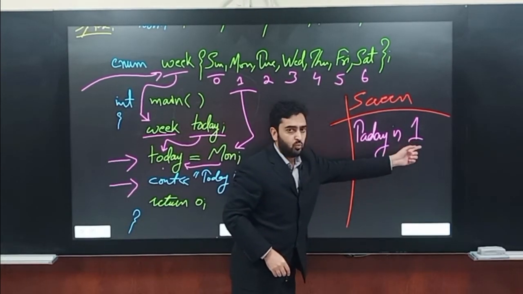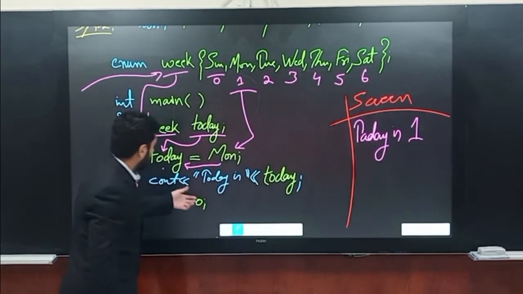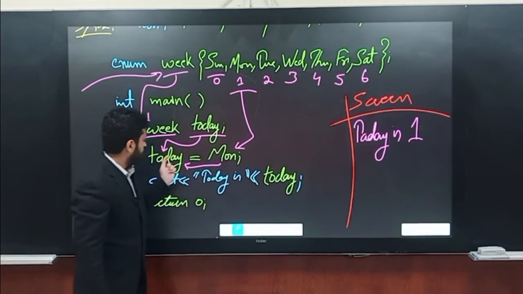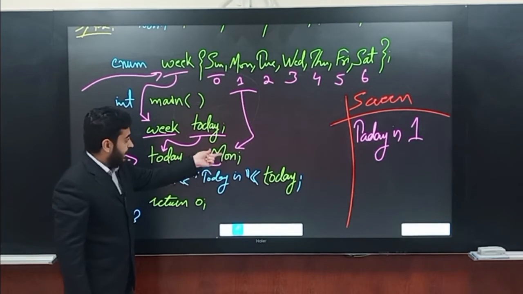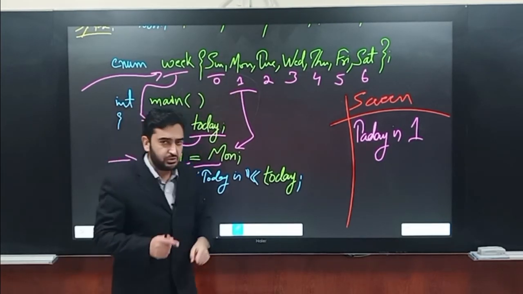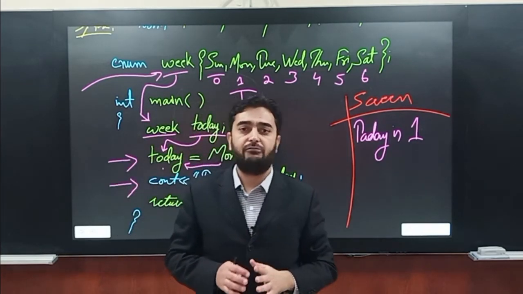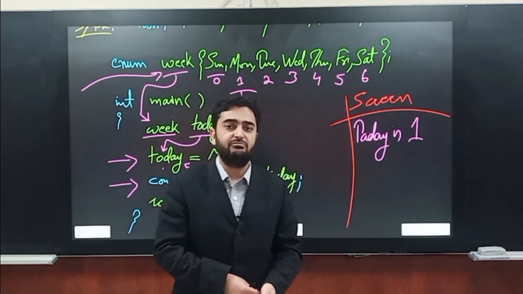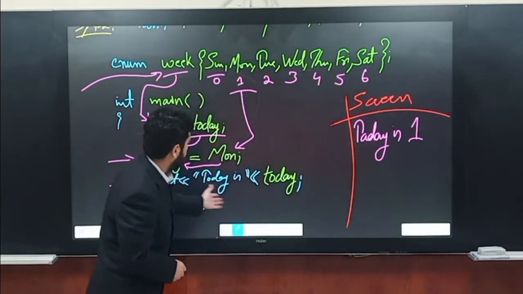Today is 1. So the compiler or processor will print the value of today as Monday, and Monday has the value 1, the index number 1. So whenever you try to print the value of an enumeration, you will see the index number of that value on the screen, just like we have done here.